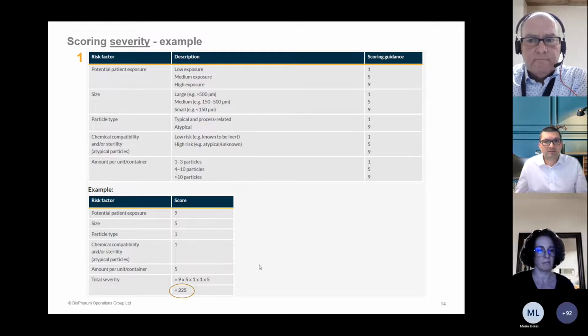So in the table below, we see just an example calculation. We have a potential patient exposure, which was ranked high, medium size, and typical particle. Chemical compatibility was not a concern. We found not only 1, but more particles per container, but not loads of particles. When we now combine those values, we multiply them, and we yield an overall severity score. In our example on the screen, the overall severity score is 225. This is the value that we actually take to the next step.